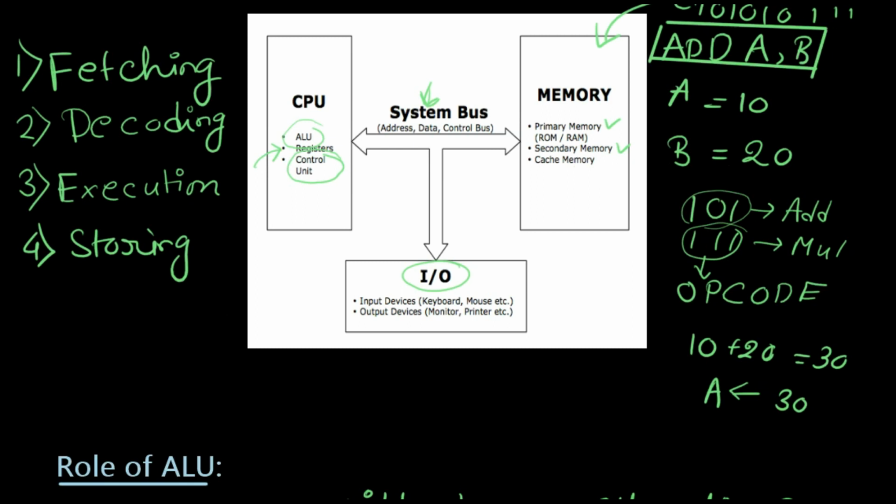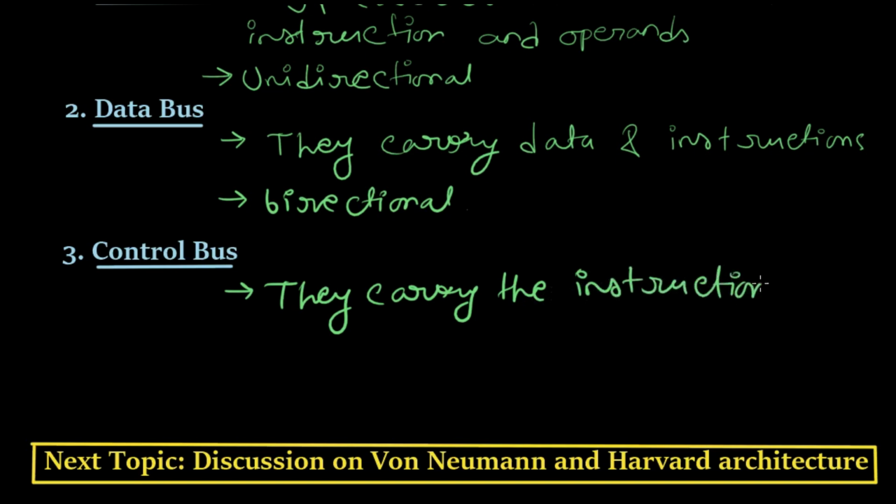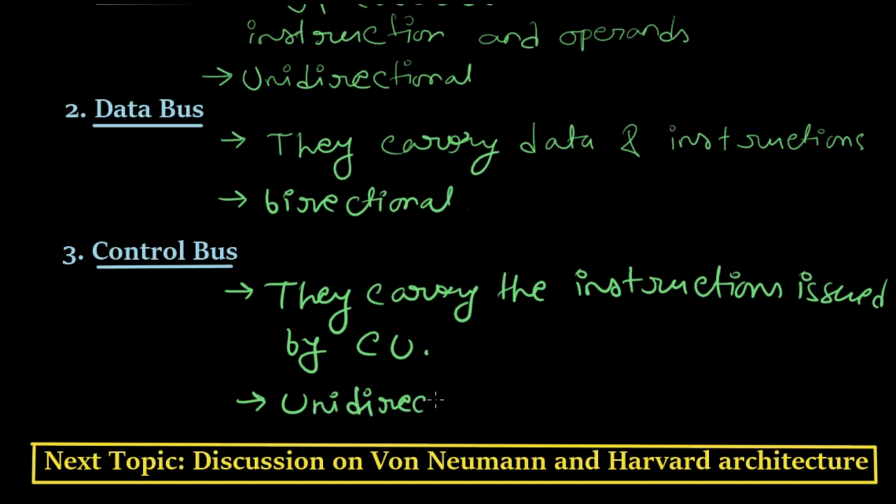And what is the control bus? The control bus carries the instructions issued by the control unit, right? So what is the nature of the control bus? They are usually unidirectional. I'd say that they are usually unidirectional, but in some situations they are even bidirectional as well. So it depends.